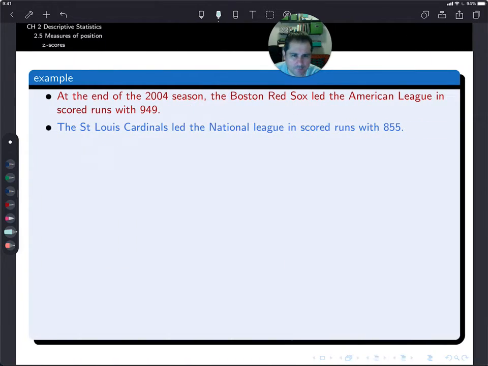So let's do an example. A little bit about baseball. I hope you're familiar a little bit with the rules. I don't want to get a lot into that, but there are two leagues, the American League and the National League. In the American League, the main rule difference is that the pitchers do not have a turn at bat. Whenever it's the pitcher's turn to bat, another player called the designated hitter bats for the pitcher.